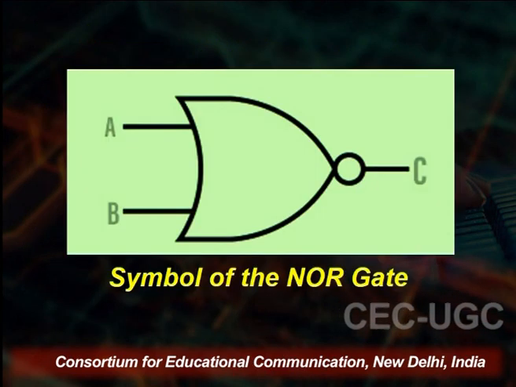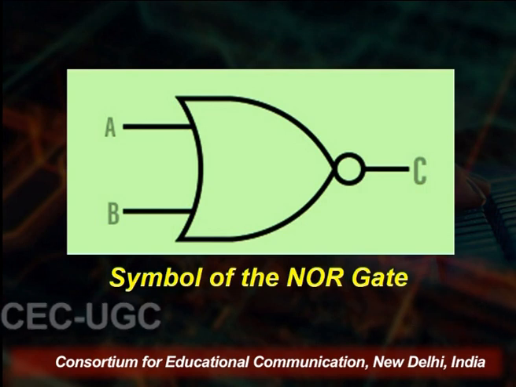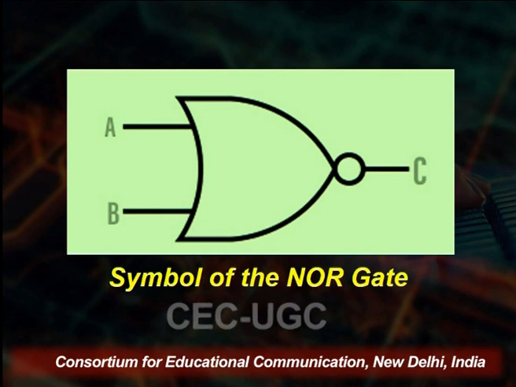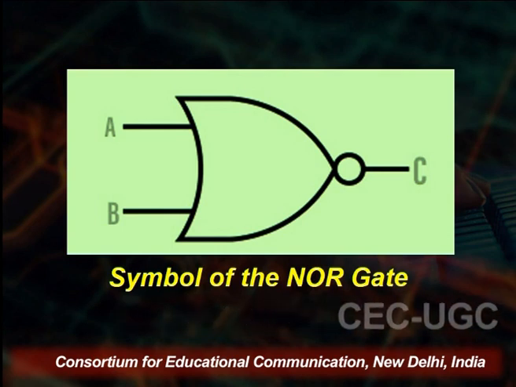Right. Now next, you see the symbol of the NOR gate. It is similar to the OR gate, but with a dot in front of the output.